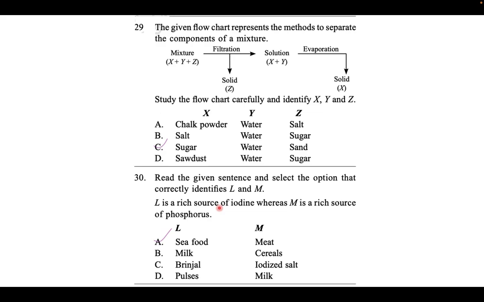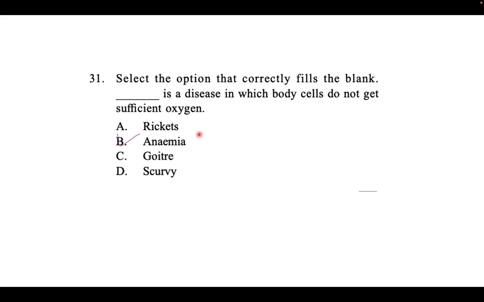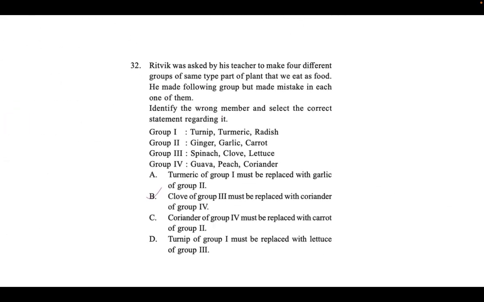L is a rich source of iodine, which is seafood, and M is a rich source of phosphorus, which is meat. Anemia is a disease in which the body cells do not get sufficient oxygen.